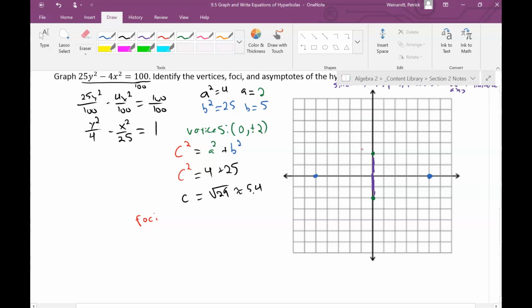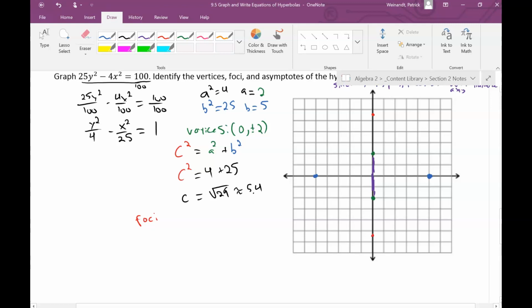It's going to lie on the same line that the transverse axis lies on, and our focus is 5.4, so 1, 2, 3, 4, 5, about there, and then 5.4 in the other direction, 1, 2, 3, 4, 5. Let's try that again. 2, 3, 4, 5, yeah, okay. 5.4, about there. No, I'm struggling. There we go. That's our foci.